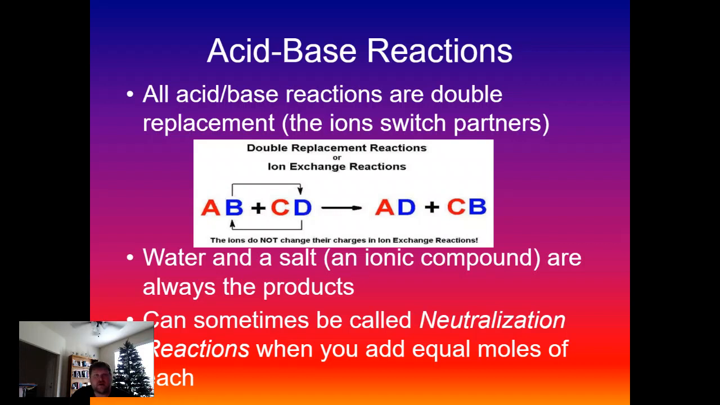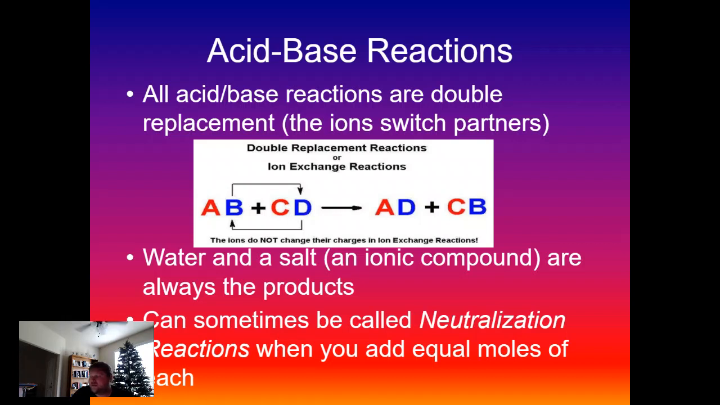And these are basically double replacement reactions like you learned in pre-AP chemistry. If you see from the diagram there, you have AB plus CD. So AB would be the acid, where A would be the H ion and B would be your anion, and then CD is a base, where C would be the cation and D would be the anion. And so they just do a partner swap.